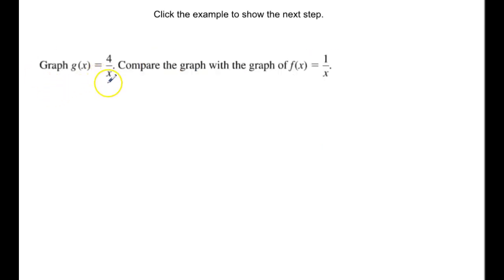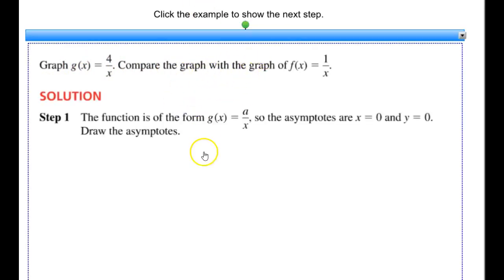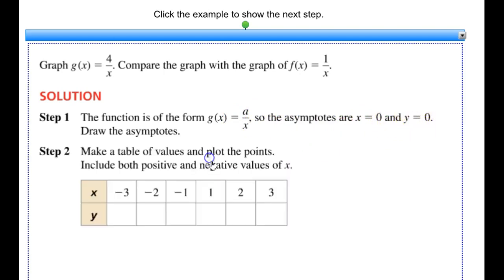So let's look at this. I have this new graph. I'm supposed to compare it with the graph of my parent function. So the first thing I want to do is figure out what my asymptotes are. And so I see that it is in this form, a over x, so my asymptotes are x equals 0 and y equals 0. So the first thing I do when I'm graphing is I draw those asymptotes, which we'll see in just a second.